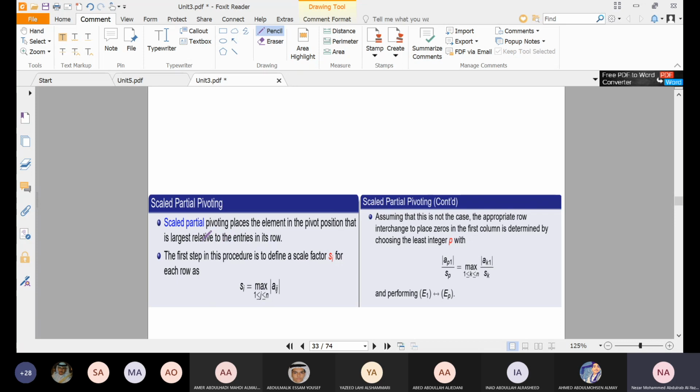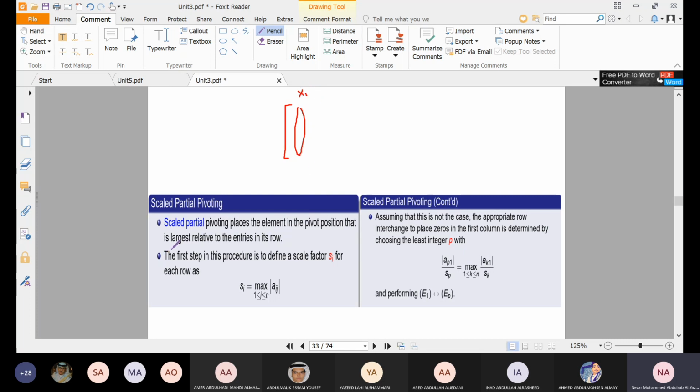In this method, as we said, scaled partial pivot, we place in the pivot position the element that is largest relative to the other entries in its row. So we have here the pivot element. That means if I want to cancel x1, this is the pivot position, the coefficient in the first column. So we place the element in the pivot position, the first column, because now we are doing cancellation of x1.